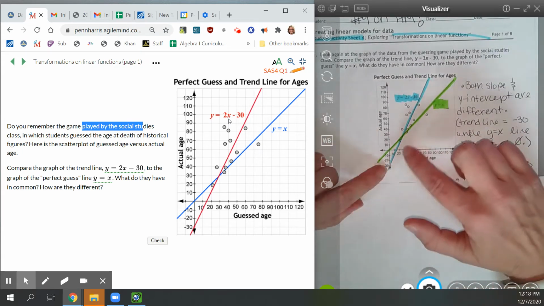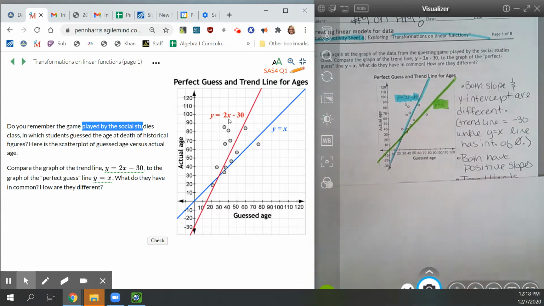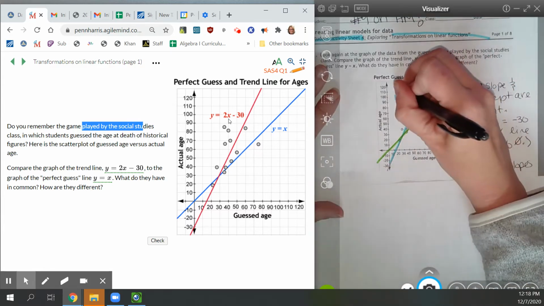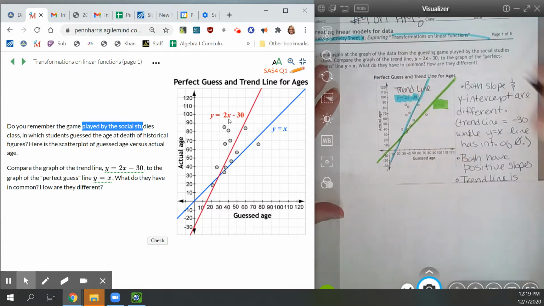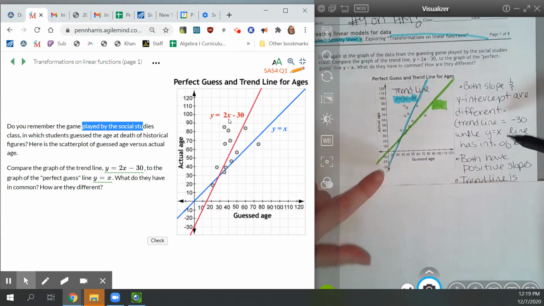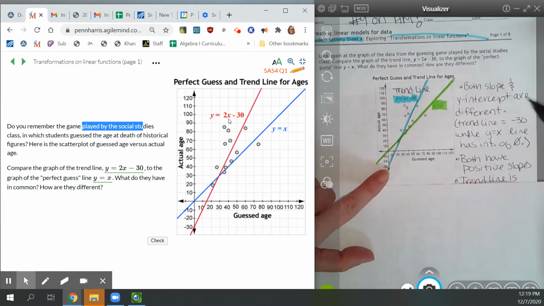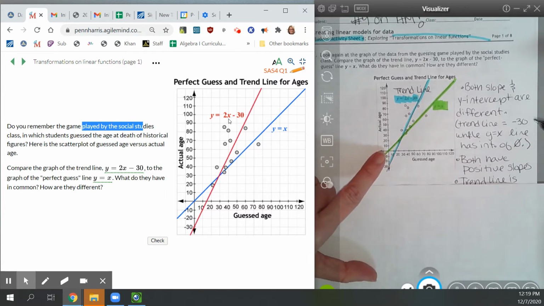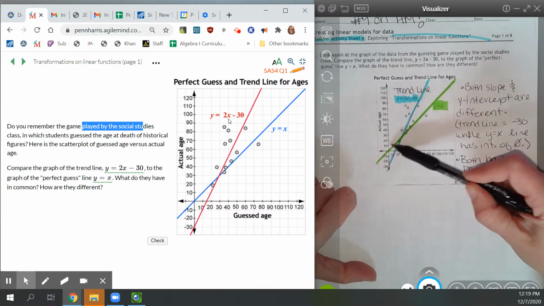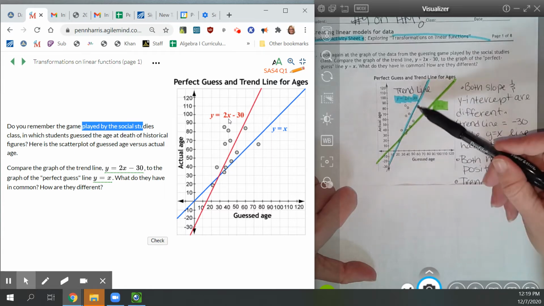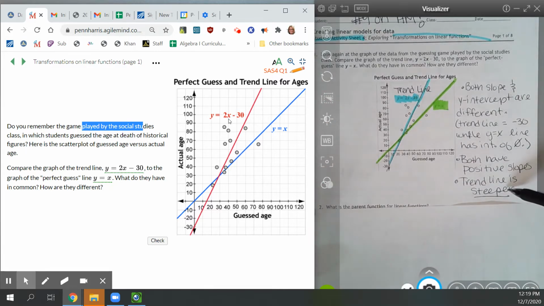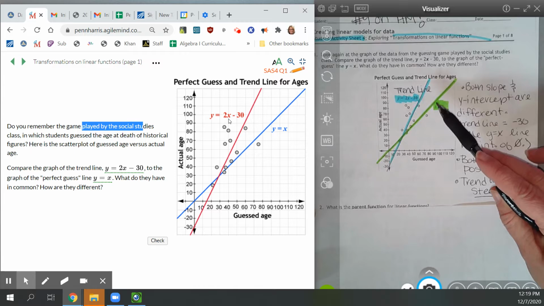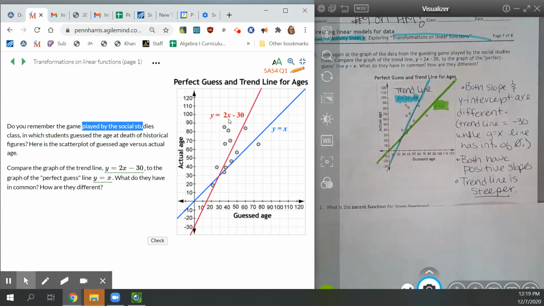The trend line that they came up with, that's the blue. If you want to write that down, this is the trend line that they came up with on a previous page. The trend line has an intercept of negative 30, while y equals x has an intercept of 0. They both have positive slopes, up 1 over 1, up 1 over 1, up 1 over 1. The blue line, the trend line, has a slope of 2. The trend line is a lot steeper. It's more uphill than my equation of y equals x.